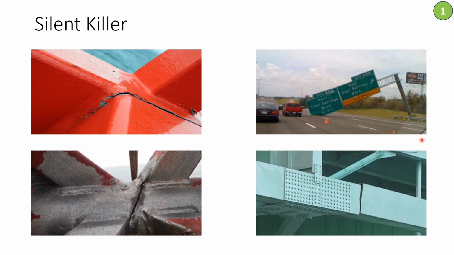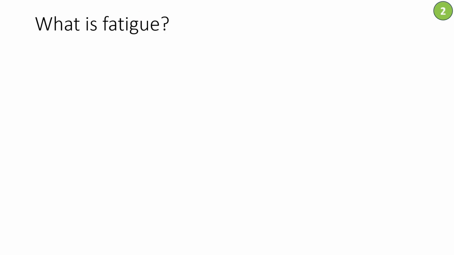As we might have noticed, this sign support structure looks like a brand new structure, but because fatigue happened in a critical location, it caused the whole structure to collapse. Collapse due to fatigue is sudden. It might be a global collapse or it might be a partial collapse, as we see in the other three photos.